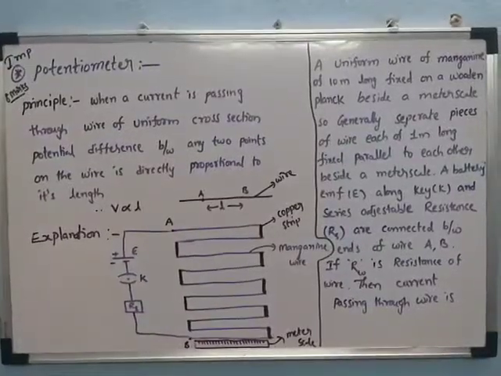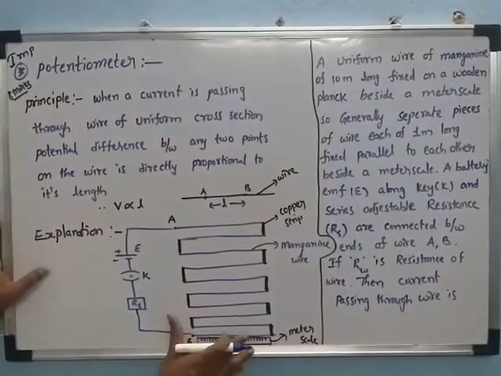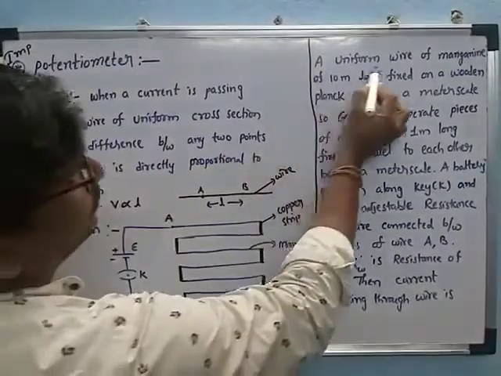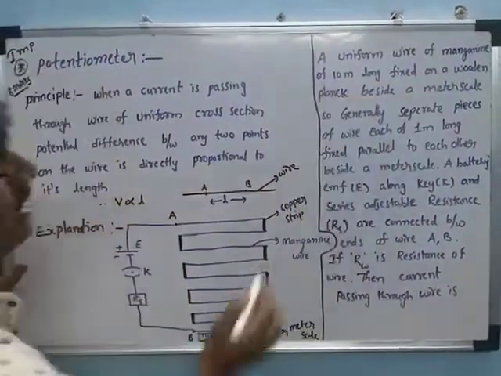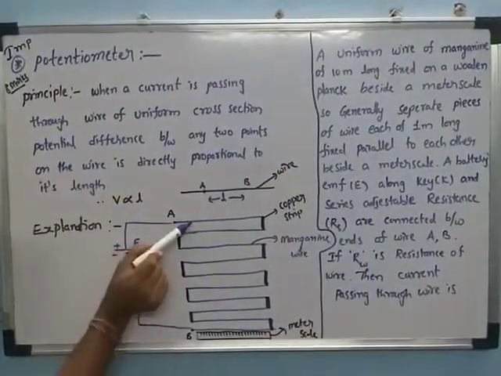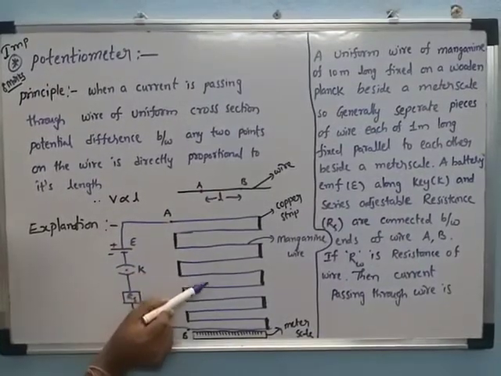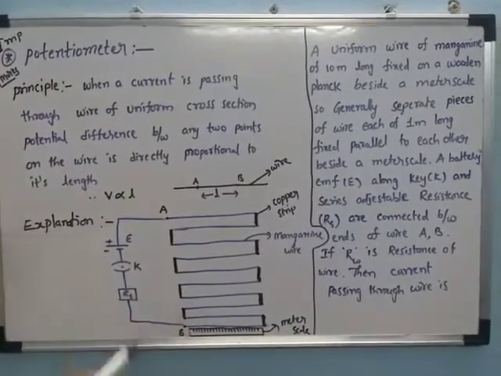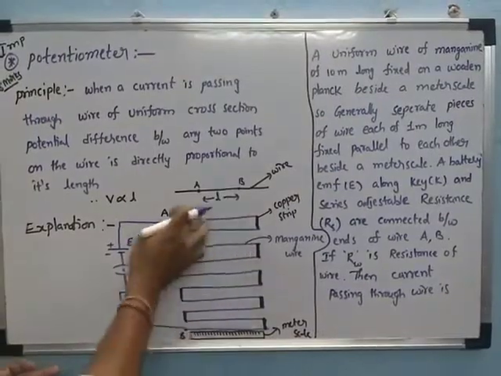See here, now this is the explanation for this potentiometer. Now, a uniform wire of manganese of 10 meters. Observing: 1, 2, 3, 4, 5, 6, 7, 8, 9, 10. How many is there? The total is 10 meters.